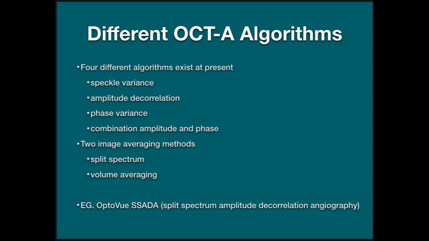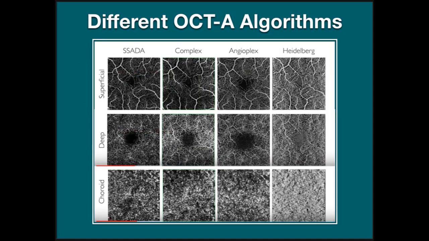For example, OptiView has their angiography unit, which they call SSADA, which stands for split spectrum amplitude decorrelation angiography. So it uses split spectrum as its image averaging method and uses amplitude decorrelation for its algorithm. And each manufacturer, as I said, does use a different technique, and that does produce different images for us to look at. So here's the same eye in different layers that's been imaged by different instruments using different algorithms.